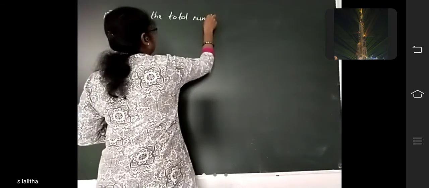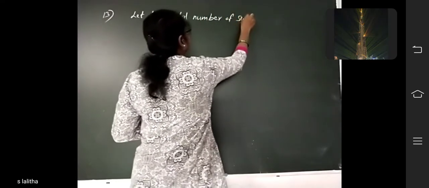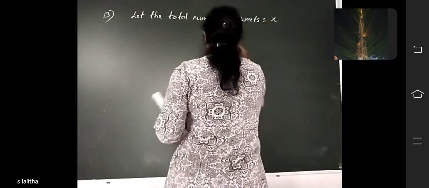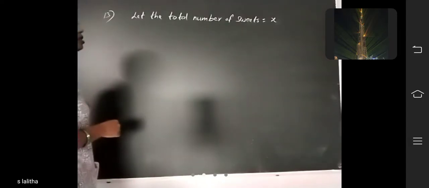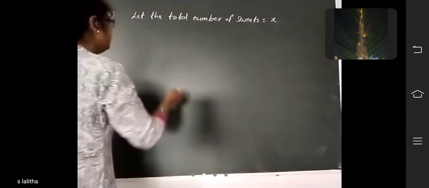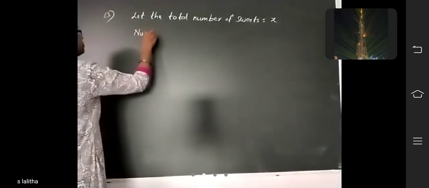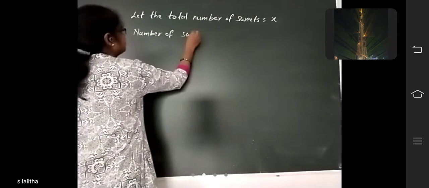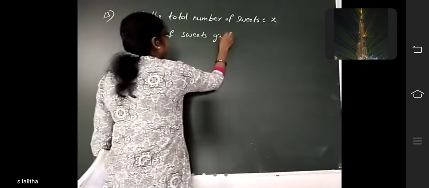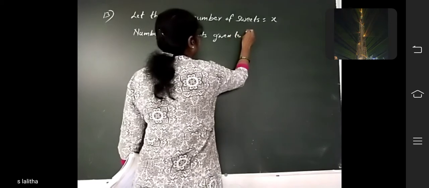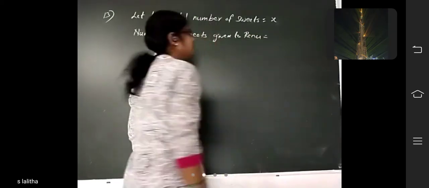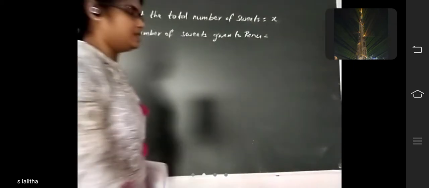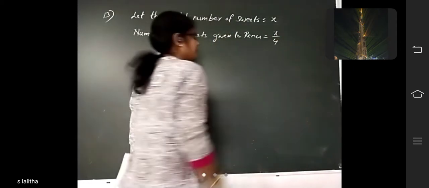So let the total number of sweets be x. So total number of sweets, how many? X. Next, number of sweets given to Renu. How many sweets given to Renu? A quarter of the sweets. That means x by 4.